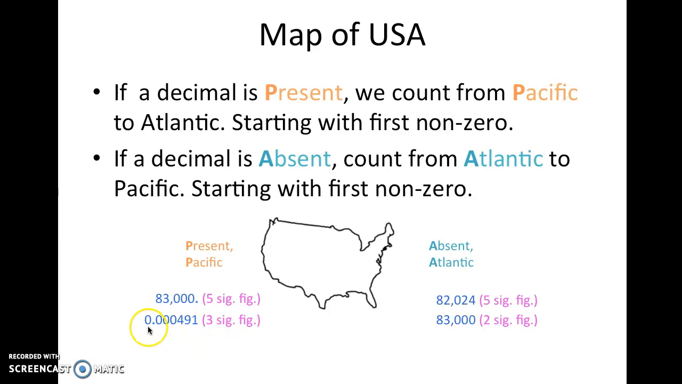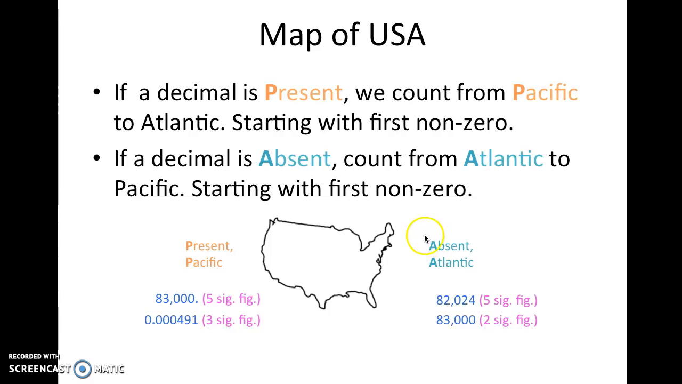In the second example, we have again a decimal place present, and again I'm going to start from the Pacific side, but I always have to start with the first non-zero digit. Since all of these numbers in the beginning are zeros, I'm going to skip those, go straight to the 4, and then count over 1, 2, 3. Again, I'm going from Pacific to Atlantic.